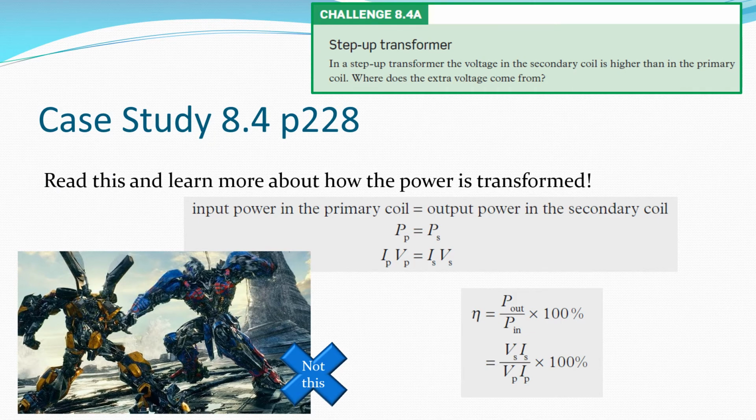Alright, in this little challenge up the top corner here, in a step-up transformer, the voltage in the secondary coil is higher than in the primary coil. So where does the extra voltage come from? Well, have a think about that for a moment.